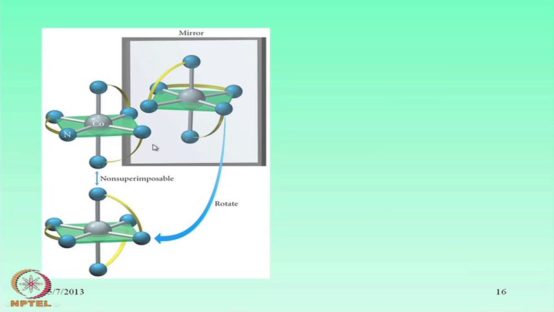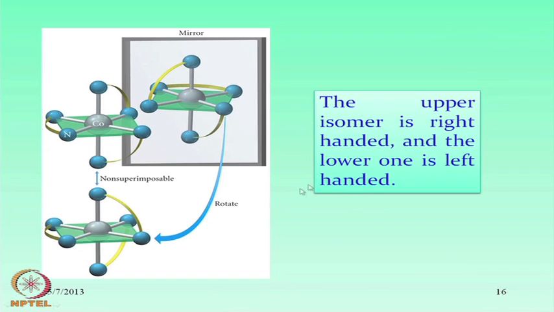So, they are providing us some non-superimposable mirror images. That is why they should be optically active. The upper isomer is right handed and the lower one is left handed. This chelate ring is going from here to this, that means the right hand, here to here is right hand, and here to here is also right hand.